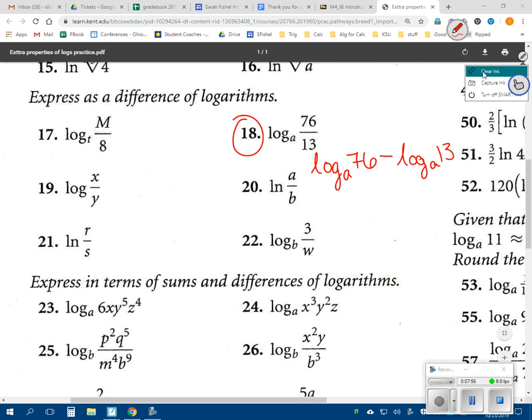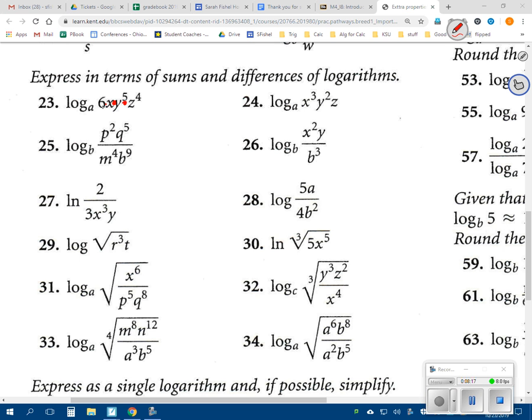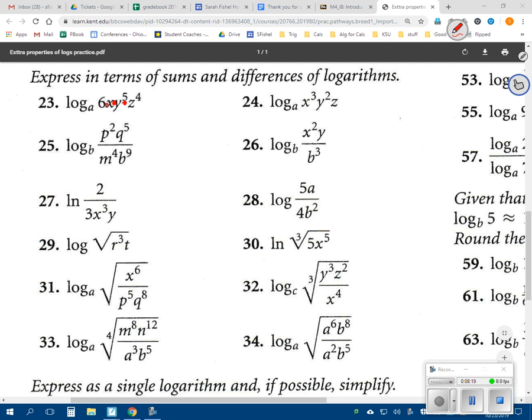Okay, so those are the basics. Now let's get harder. All right, I'm going to do 23. I've got a bunch of multiplication. Every single place you can split it up, you have to turn that into another log that's being added. What most students will do is they'll remember to do it between here, and they'll forget to do it between the 6 and the x. So don't forget you've got to split off that coefficient.